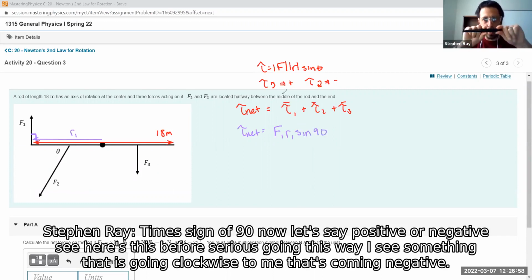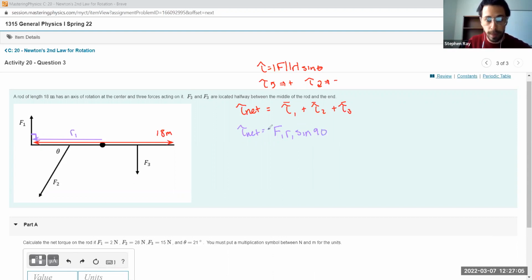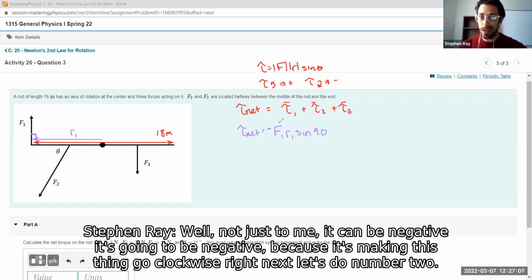Let's see, here I have a force going this way. I see something that is going clockwise. To me, that's going to be a negative. Well, not just to me, it's going to be a negative. Why? Because it's making this thing go clockwise.